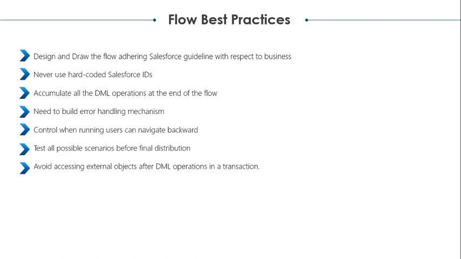Do you need to go the declarative way or the programmatic way? If we go the declarative way, then we need to think about whether we can use process builder, flow, or workflow rule. So for that, think about the requirement, think about the pros and cons of the flow, then you will decide which automation tool you will use.